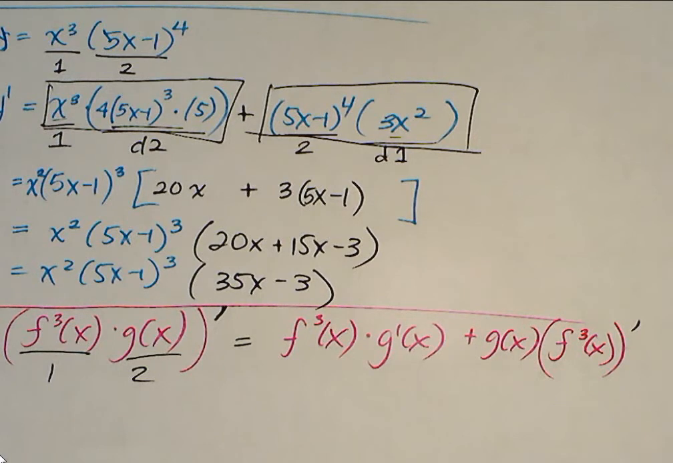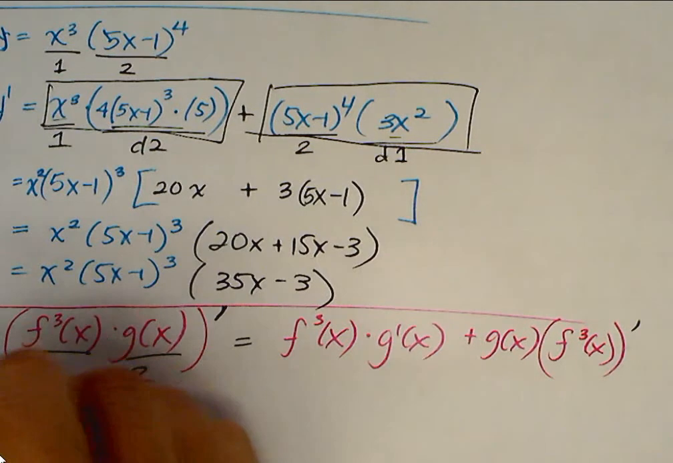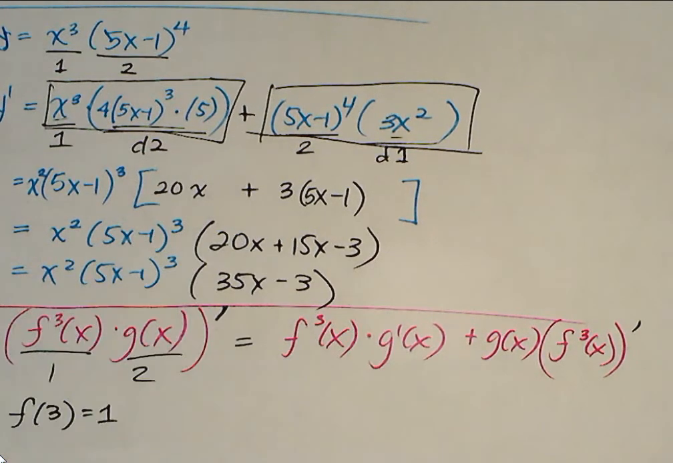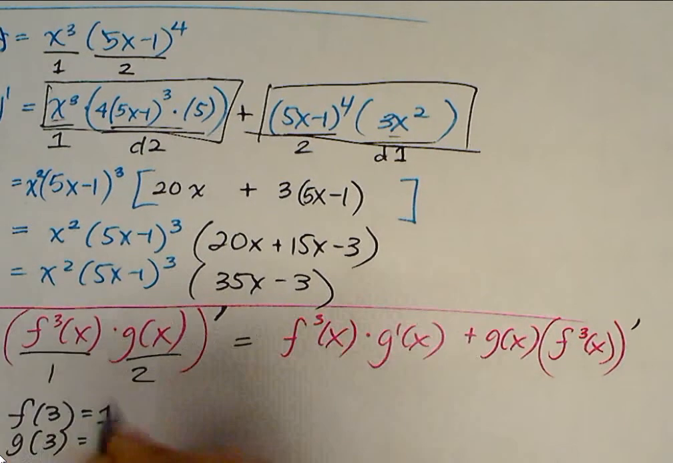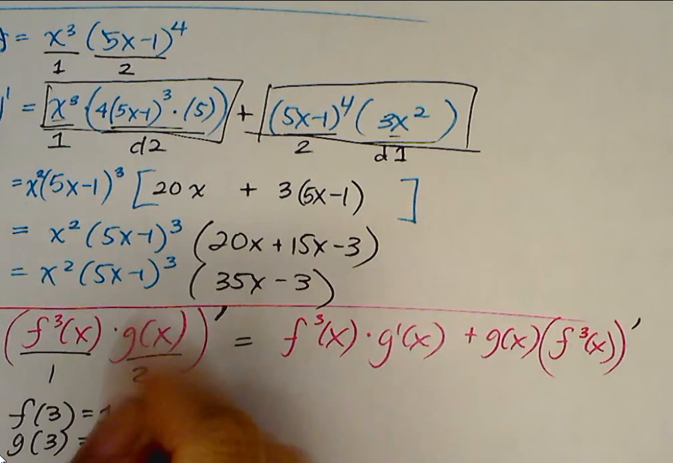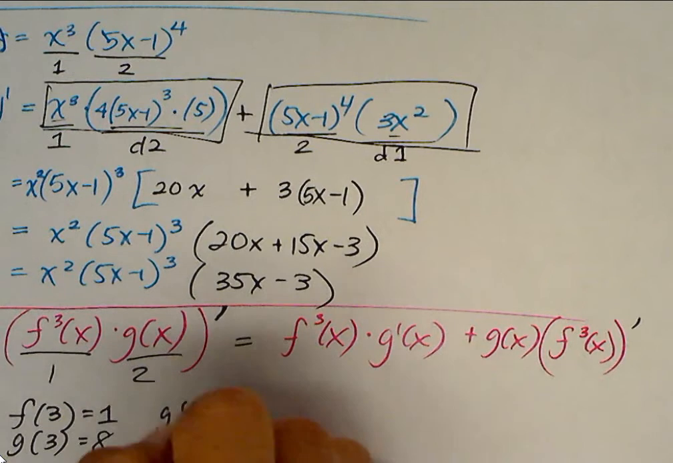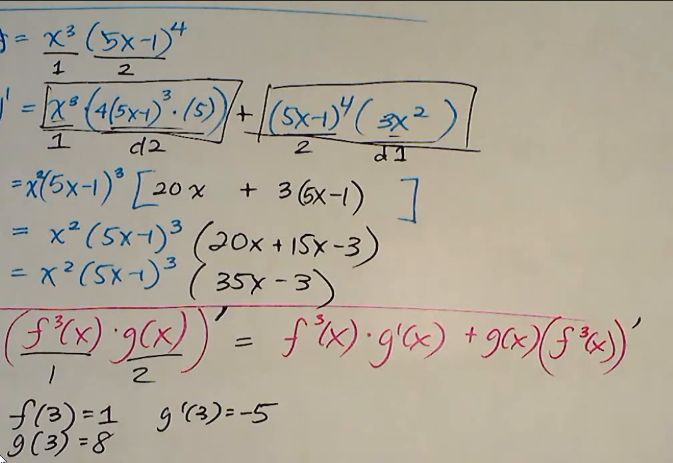Now we're evaluating all of this at x equals 3, right? Yeah. So what's f of 3? It's 1. And what's g of 3? According to the chart, 8. And what's g prime of 3? -5. Okay, is that all we need?